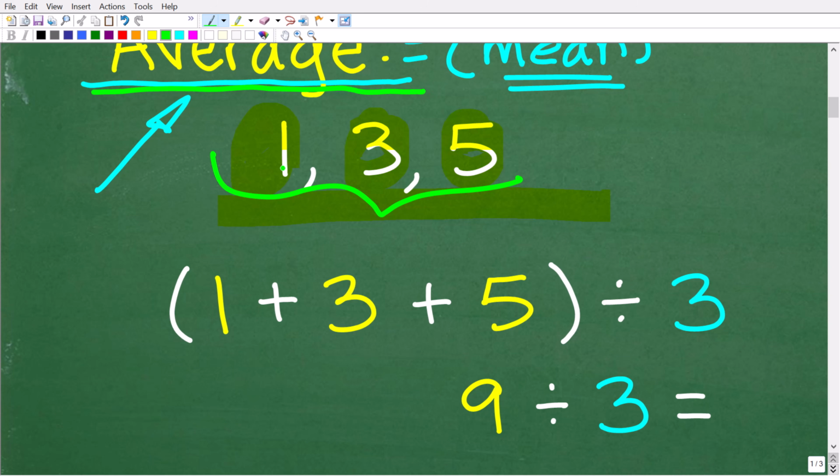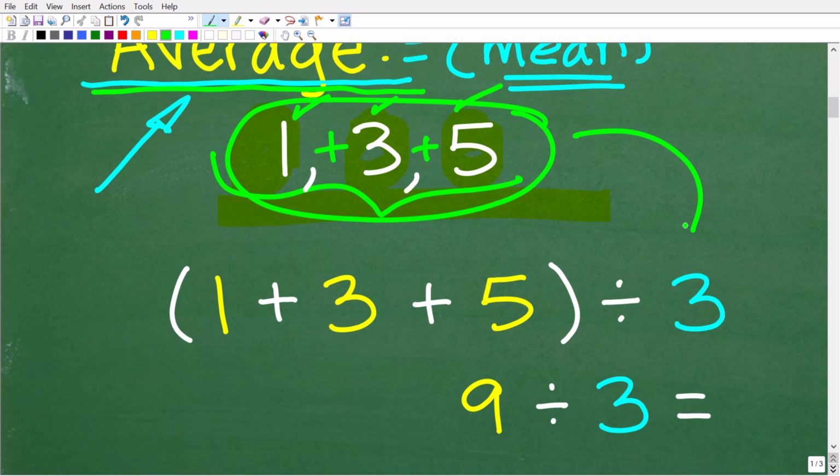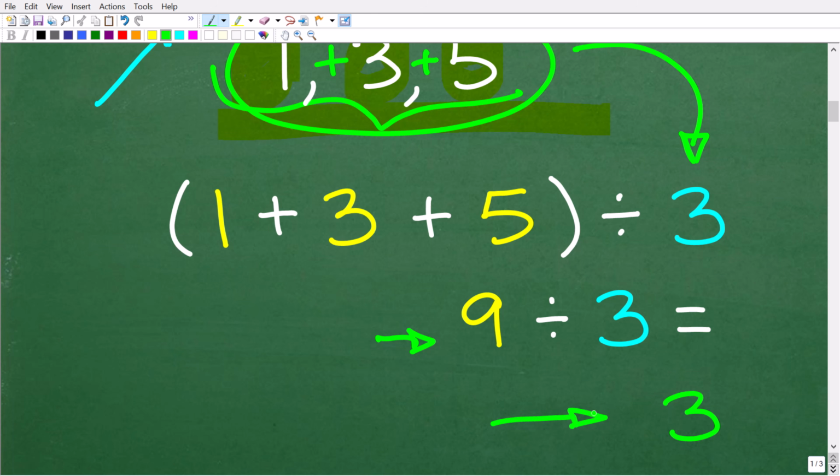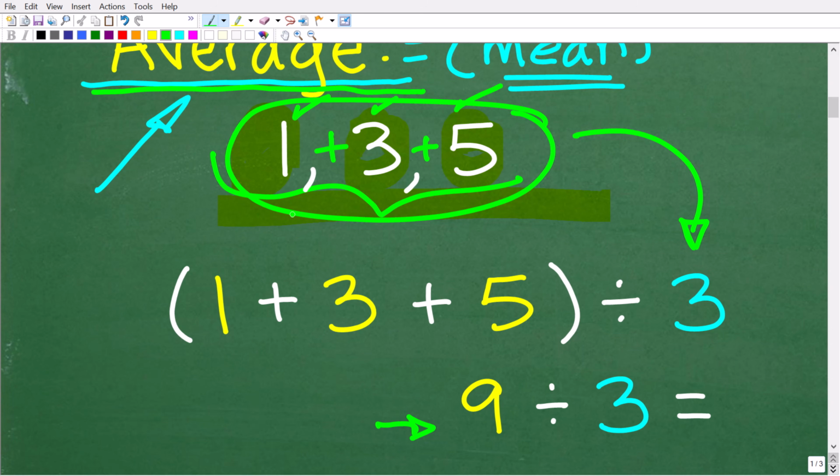All right, so we have 1, 3, and 5, so we have 3 numbers. So what we're going to do is add them up. We're going to find the sum of these numbers. That's going to be 1 plus 3 plus 5. And because we have 3 numbers, we're going to divide by 3. Okay, so 1 plus 3 plus 5, of course, is 9. So 9 divided by 3 is 3. And so therefore, 3 would be the average of this set of data right here, 1, 3, and 5.